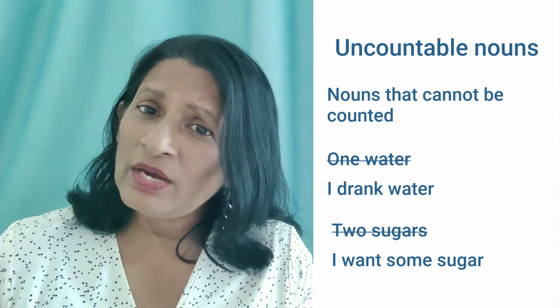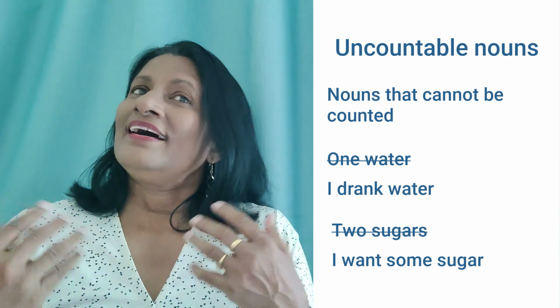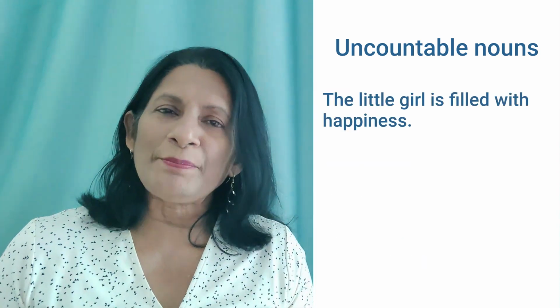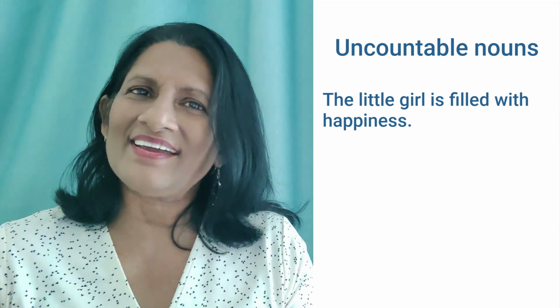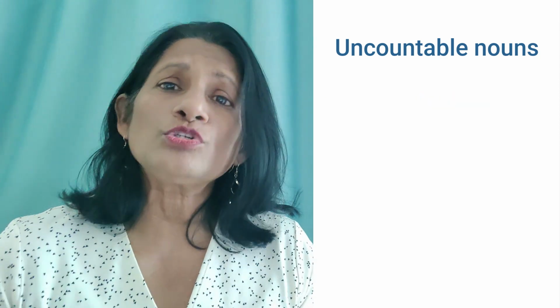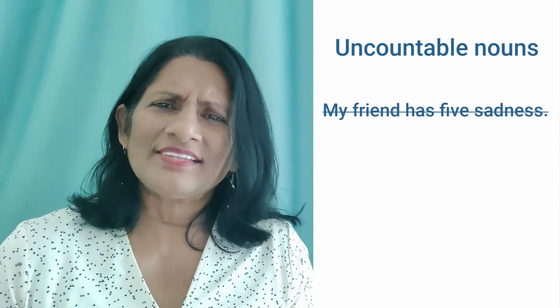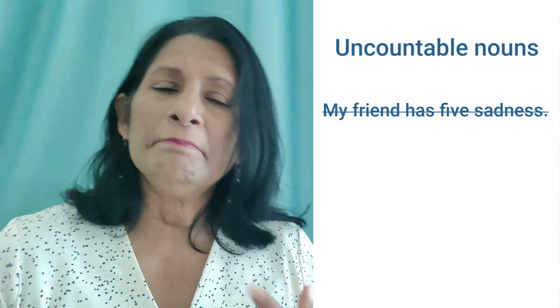Now, these nouns do not usually have a plural form. And also, when I say the little girl is filled with happiness, we do not say a happiness, nor do we add s or es. So we cannot count feelings. My friend has 5 sadness. No. Other similar uncountable nouns are furniture, money, milk.